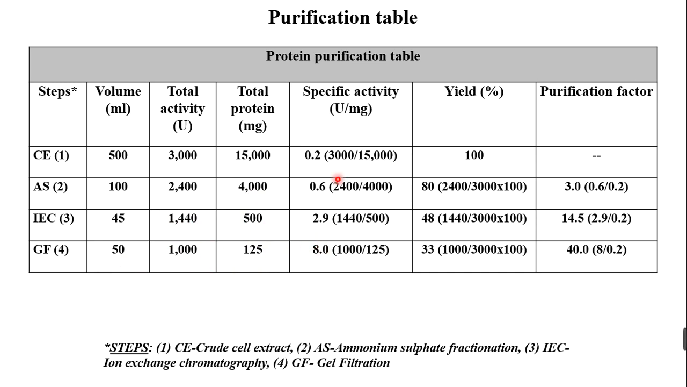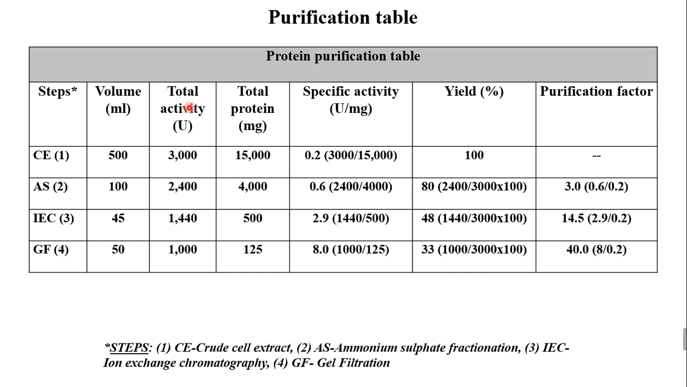And this is how to calculate the specific activity, IU divided by milligram, that is 1000 divided by 125, that is 8. That is the specific activity. And coming to the yield percentage, the calculation is similar to the previous method. For yield percentage, you have to calculate only the total activity. For protein purification factor, you have to consider only the specific activity.